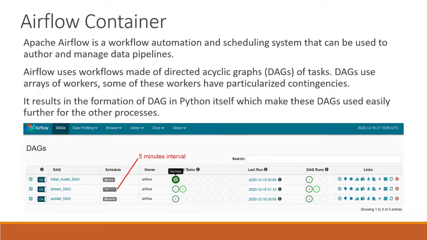The first out of 5 containers we are using is Airflow. Apache Airflow is a workflow automation and scheduling system for data pipelines. In our project, it serves as a user interface or dashboard for executing tasks. These tasks are called DAGs, or directed acyclic graphs, and these tasks use workers to execute Python code.